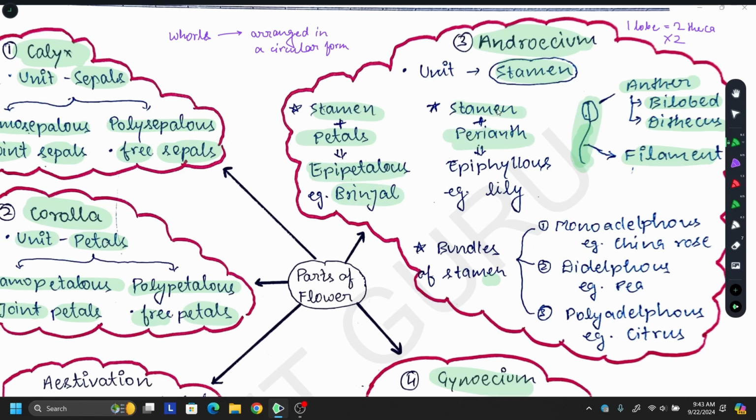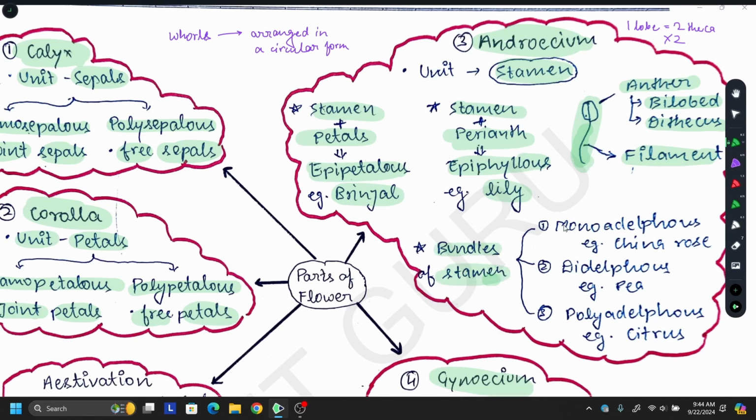Okay. So if stamen is joined with perianth, it is called as epiphyllous condition. And since perianth is seen in lily, we can also see epiphyllous condition in the lily. Okay, so stamen plus petals give rise to epipetalous condition, and stamen plus perianth gives rise to epiphyllous condition. Examples are very important. Now, bundles of stamen occur in different bundles.